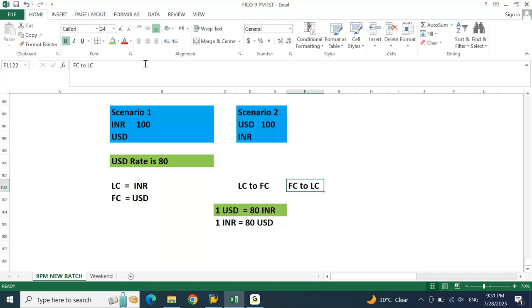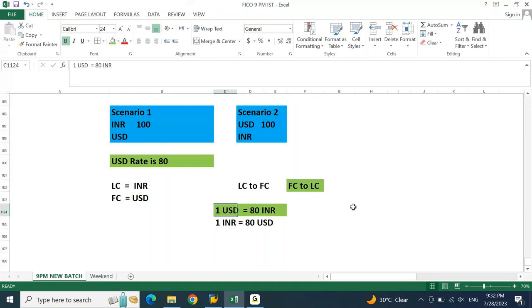This is representing foreign currency to local currency because we assume that our local currency is INR and our foreign currency is dollar, and we have listed the dollar rate as 80. When you list a dollar rate of 80, you need to be very specific: are we representing $1 is equal to 80 INR, or 1 INR is equal to $80? You can clarify this only when you know what is local currency and what is foreign currency. With this, you understood $1 is equal to 80 INR. According to this, you need to classify whether the conversion is local to foreign or foreign to local currency. This is called foreign currency to local currency.